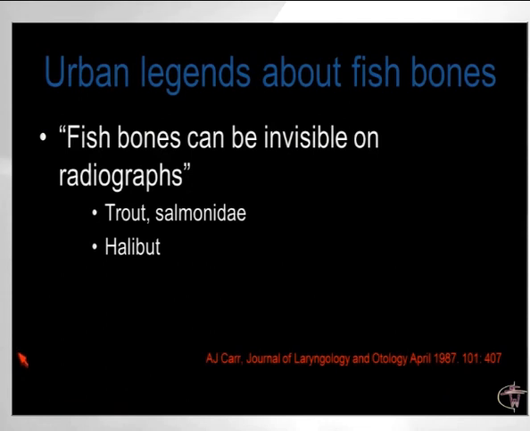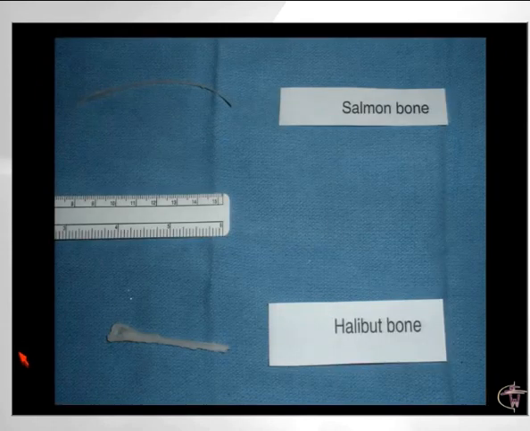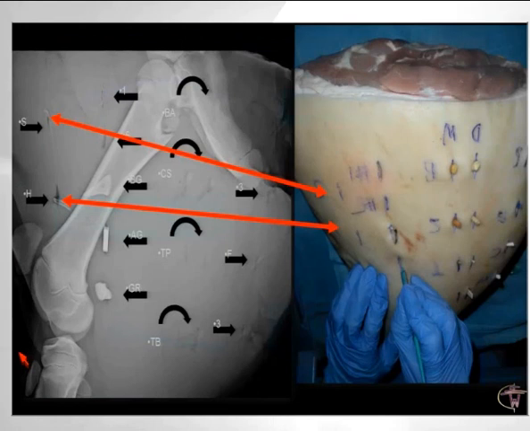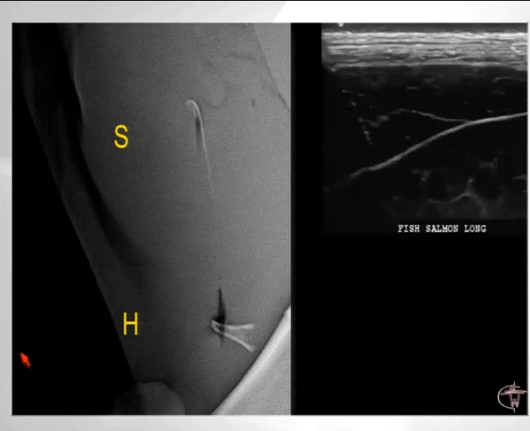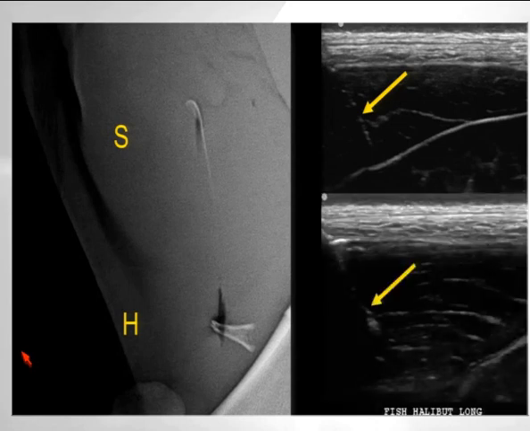So there's one urban legend. It has been said that trout and halibut foreign bodies, or fish bones of the Salmonidae or the halibut species, are not visible very well on radiographs. Here's a salmon bone and a halibut bone. We stuck this into the ham, and here it is on close-up, and yes, you can see them both, the salmon as well as the halibut. More importantly, when you know where your foreign body is, you can see it with ultrasound. It will show itself as a hyperechoic structure with a dorsal acoustic shadow. Similar for the halibut bone, echogenicity, dorsal acoustic shadow.